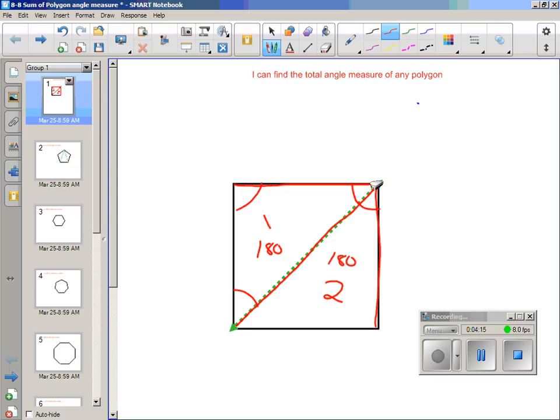Now we go to the other one and look at how we fully enclose this angle. We say this angle here and this angle here add up to 180. So we can put those 2 groups of 180 together. Makes sense to everybody? Okay? So we're going to see if we can find a common pattern. We have 4 sides. The total angle measure is 360 degrees. And how many triangles do we have? 2 triangles.